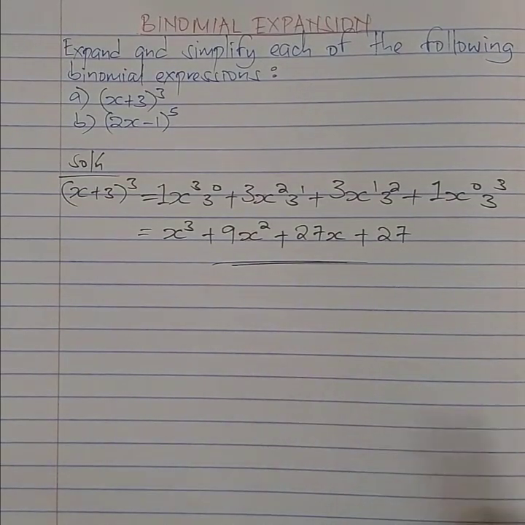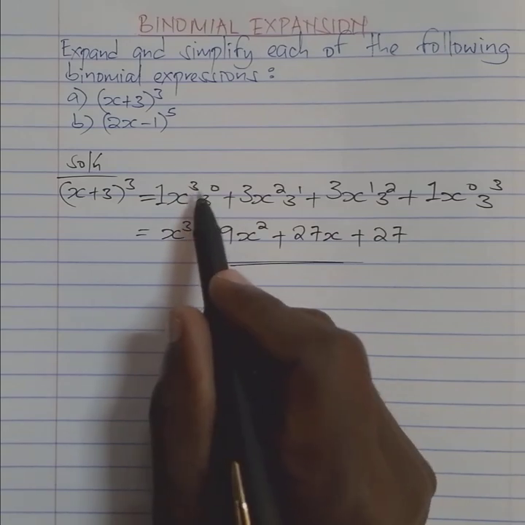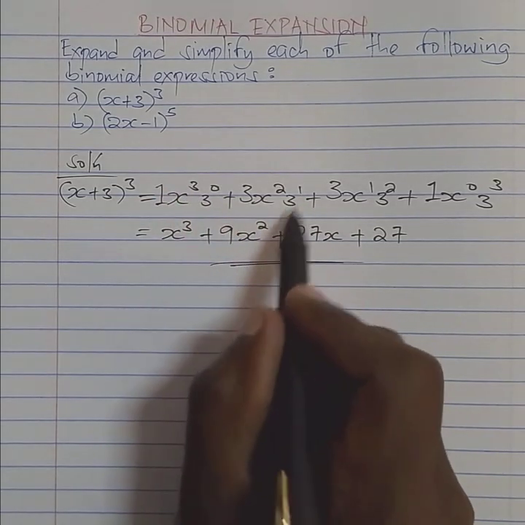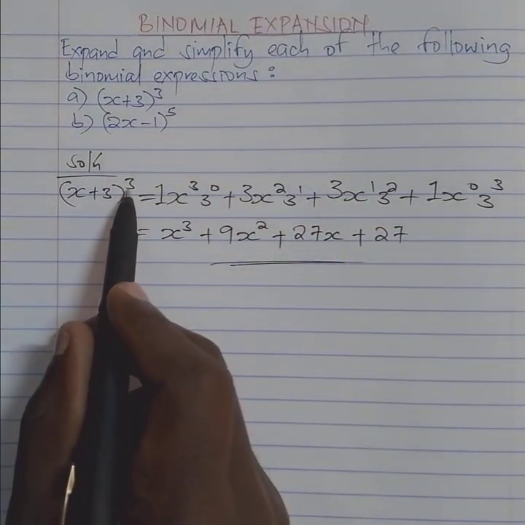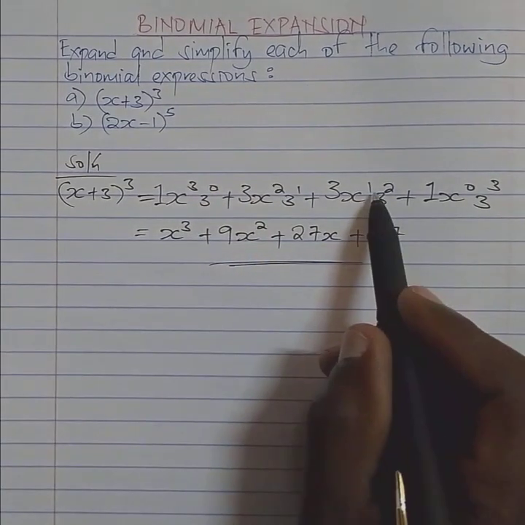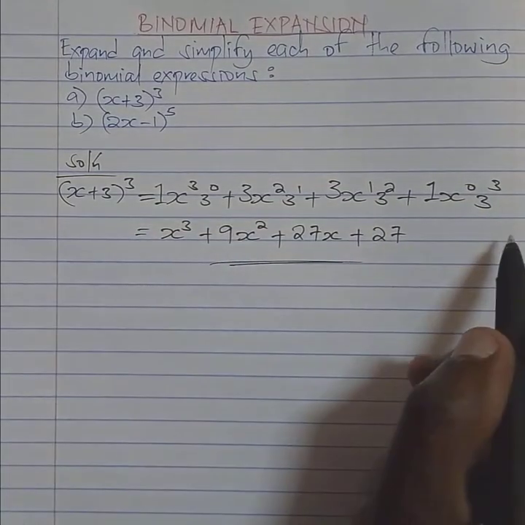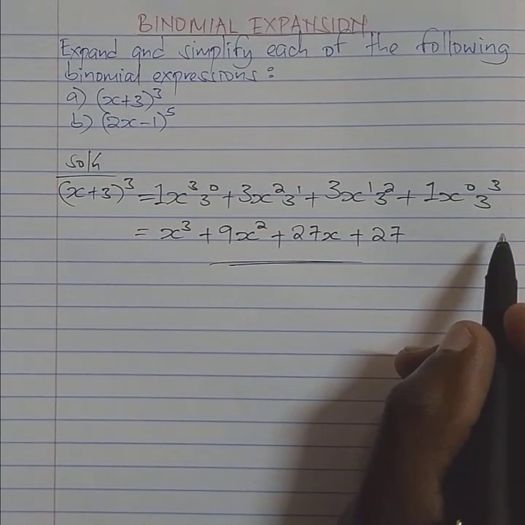As simple as that. And what I said before is that you look and observe the powers. The powers in each combination, when you add them, should give you 3, the power that you had been given initially. So we have 3 plus 0 is 3, 2 plus 1 is 3, 1 plus 2 is 3, 0 plus 3 is 3. So you realize that the expression has been expanded and simplified correctly.